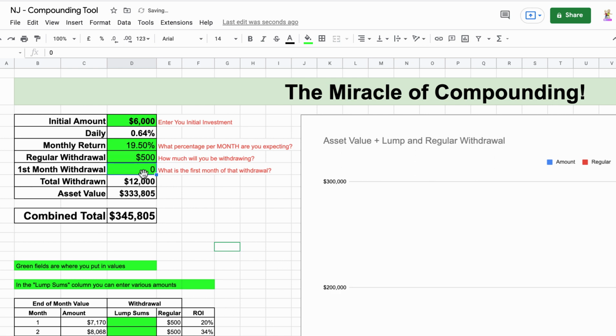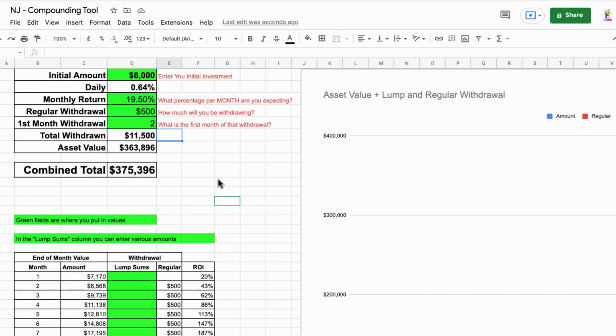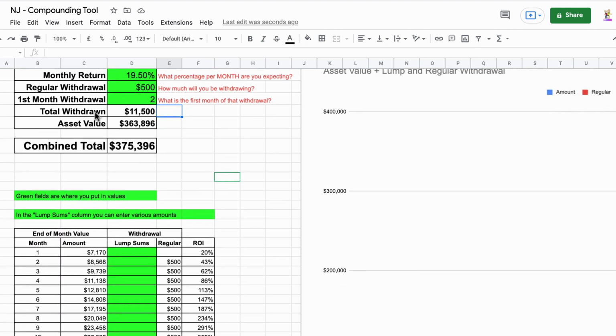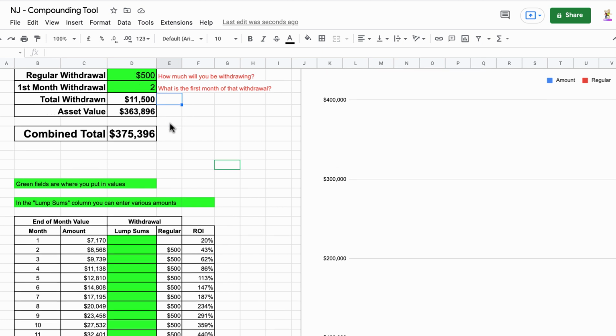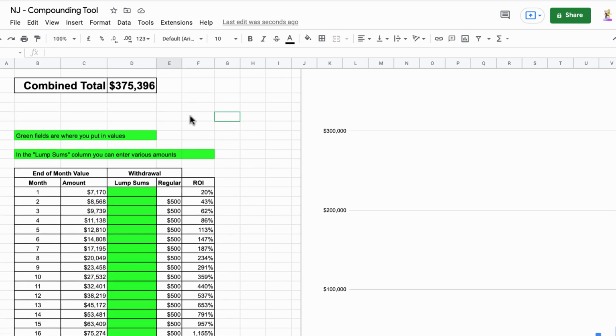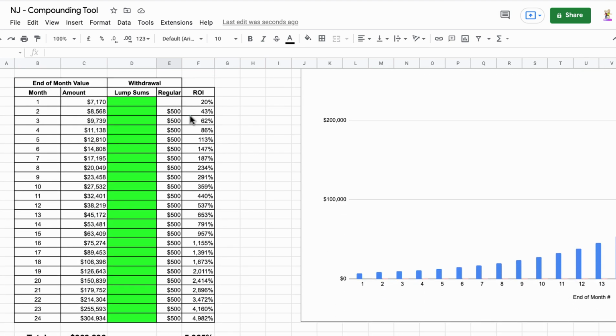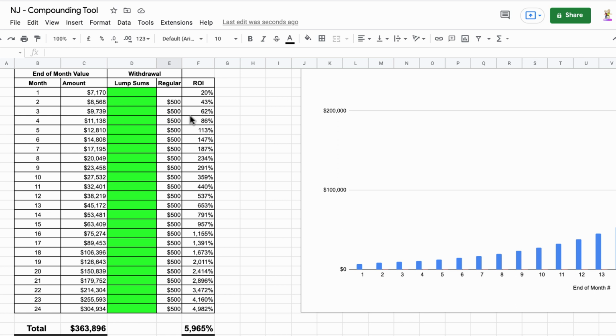But let's say that you want to leave it run for at least a couple of months. So we'll leave it there for 2 months and not start taking money out until after the 2 months. Have a look at these figures. This is crazy. So the total money withdrawn is $11,500 for a 2-year period. And the asset value, due to the compounding, is going to come out as a total of $363,000 in a 2-year period.